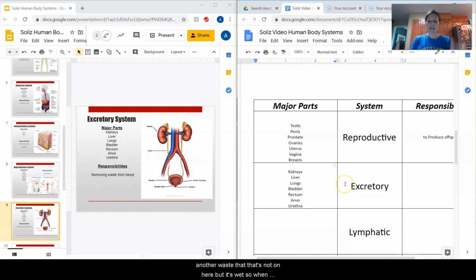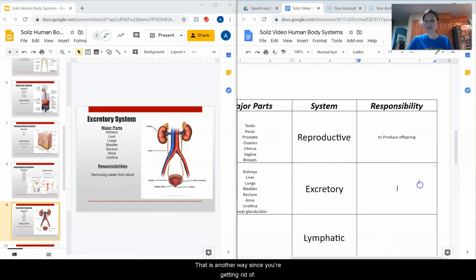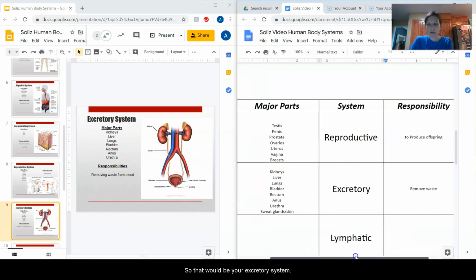and another waste that's not on here but is sweat. So when you sweat out of your skin from those sweat glands, that is another waste that you're getting rid of as well. So anytime you remove waste from your body, that's going to be excretory. So you're removing waste right now. If you're not sweating, that's okay. If you're not going to the bathroom, I hope not. But if you are breathing, you are using your excretory system. So we're using our excretory system all the time because we're breathing out carbon dioxide. So that would be your excretory system.